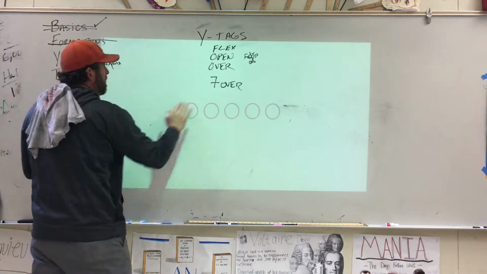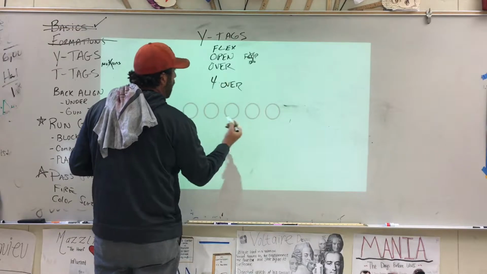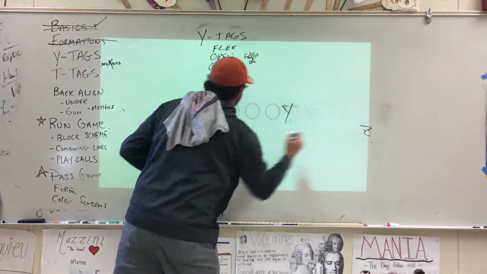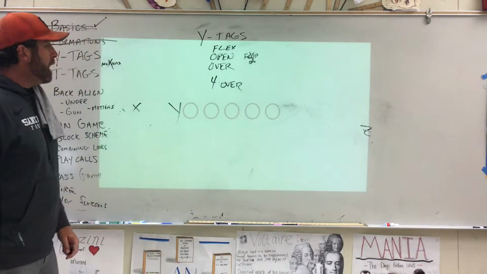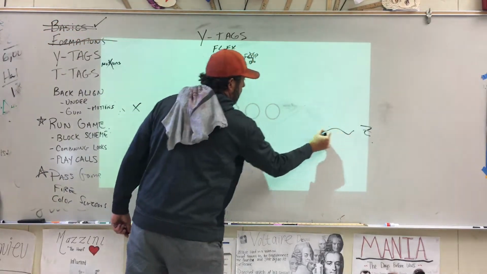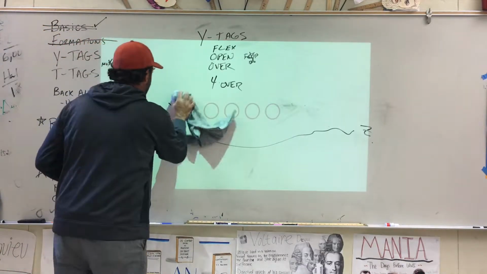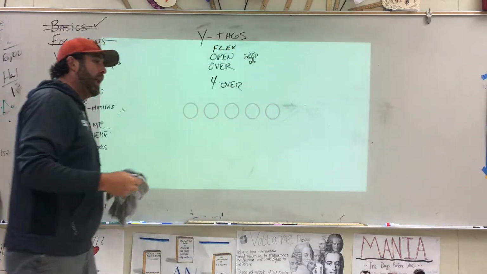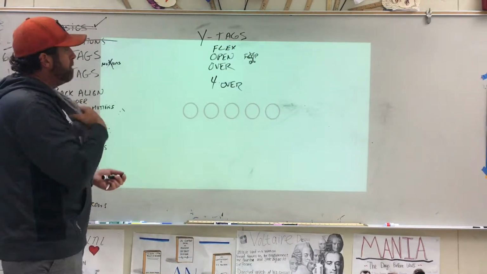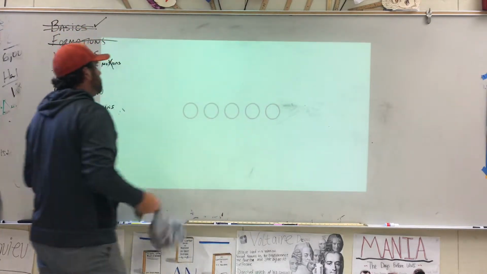Keep in mind, this can be anything. 4 flex, 4 open, 4 over. We do that a lot. Now we get an extra guy over here when we run the sweep. Okay? So that's the way to move the Y around, so you get some variability. 7 over, 8 open, 8 flex, 4 flex, and so that's our Y tags. Right? Flex, open, over.